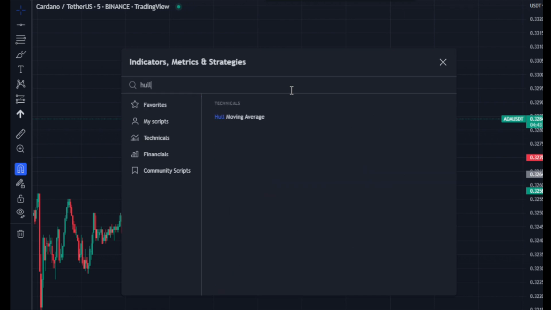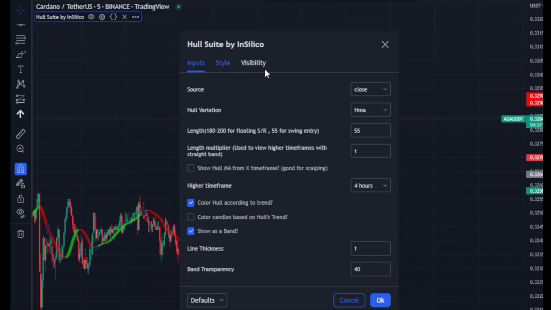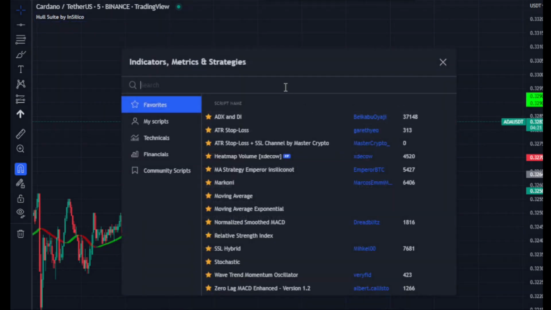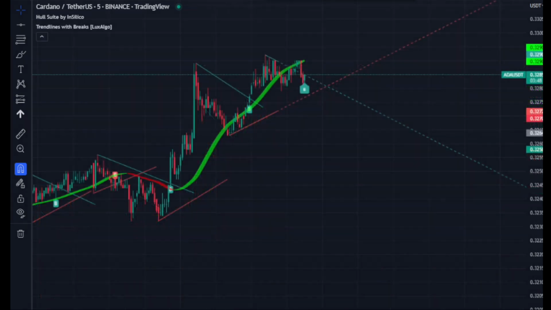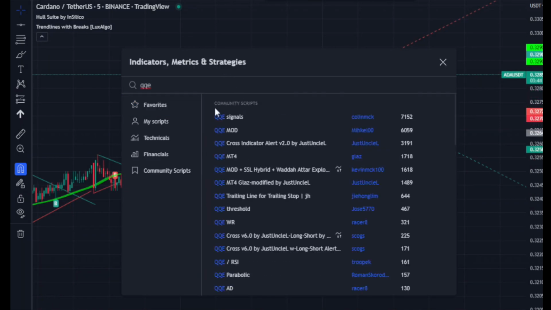First, we are going to add the whole suite created by In Silico to our candlestick chart. We are going to change the configuration. In the length multiplier we write 2 instead of 1. The second indicator is trend lines with breaks created by LuxAlgo, and we leave this indicator by default. And finally we are going to add the QQE modified by just Uncle L indicator.